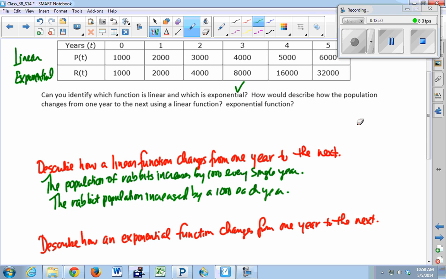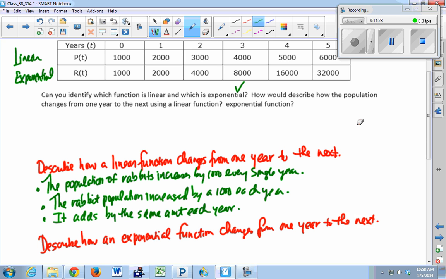Someone else have another way that they said it? What did you have, Ben? It adds by the same amount each year. Okay, so the population of rabbits adds by the same amount, being 1,000 each year.